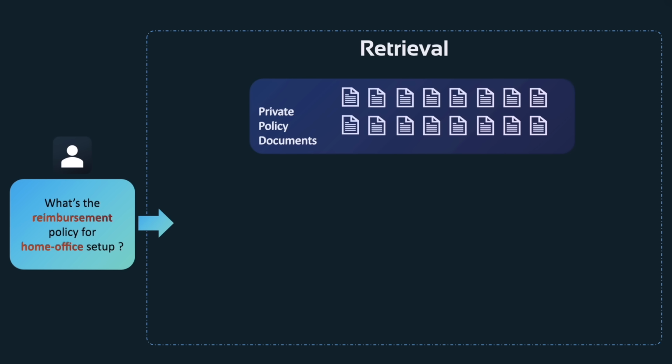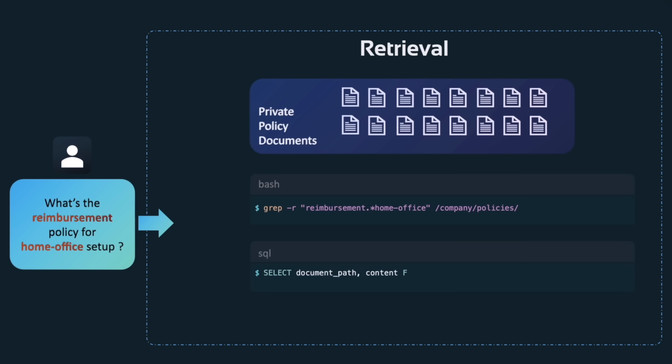First, we identify a few keywords from the user's question. In this case, we've identified reimbursement and home office to be the relevant keywords. One of the simplest ways is to use a grep command to search for specific terms in these files, such as reimbursement or home office, and hope that one of these files will have these terms. Alternatively, if these files were stored in a database, you could run a query against it like this.